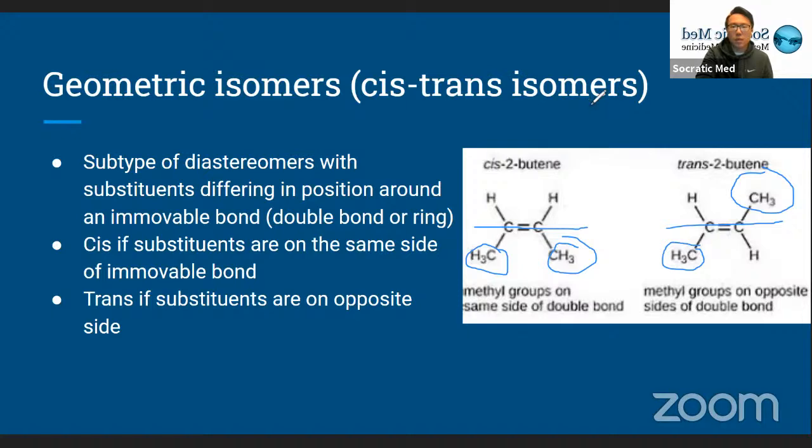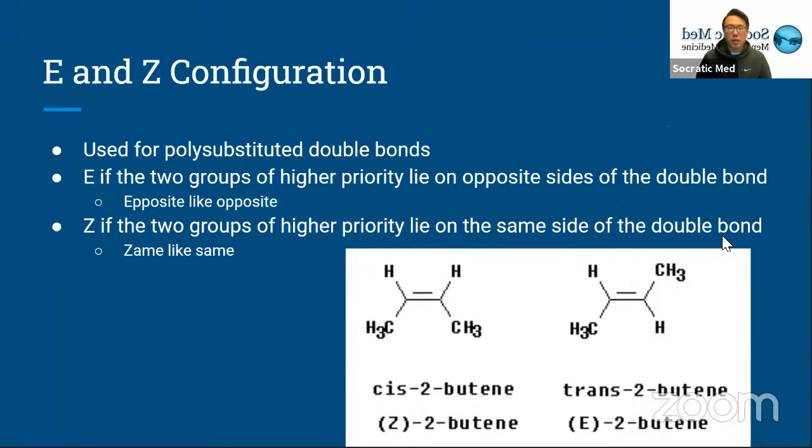All right, moving on. Cis and trans are usually used for monosubstituted double bonds, but when there are multiple substituents attached to the carbons involved in the double bond, then we usually use E or Z.